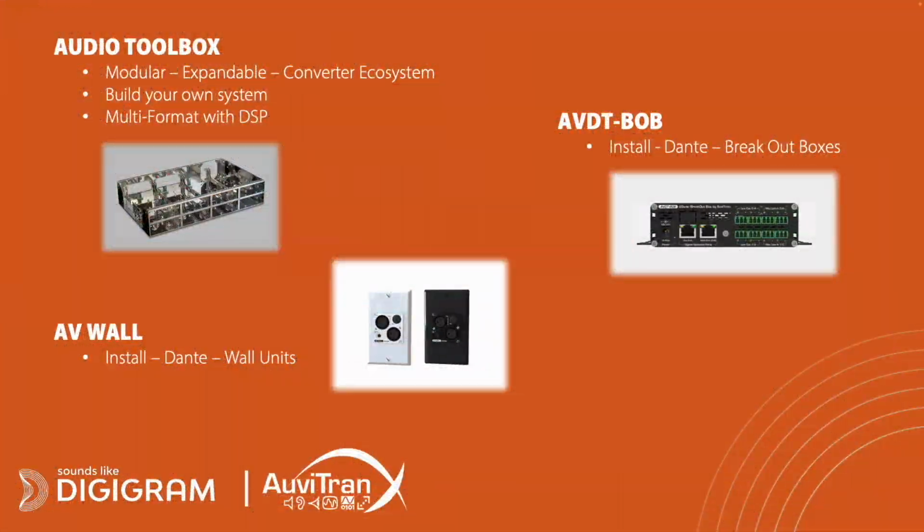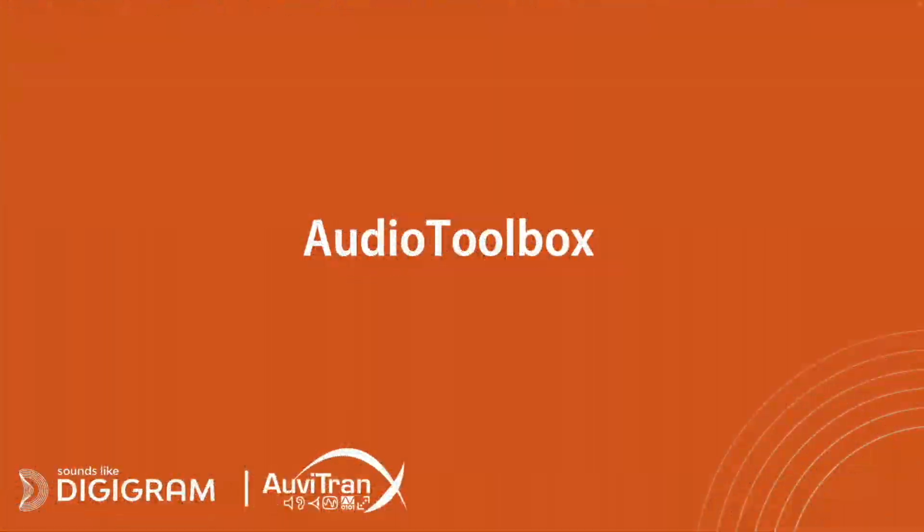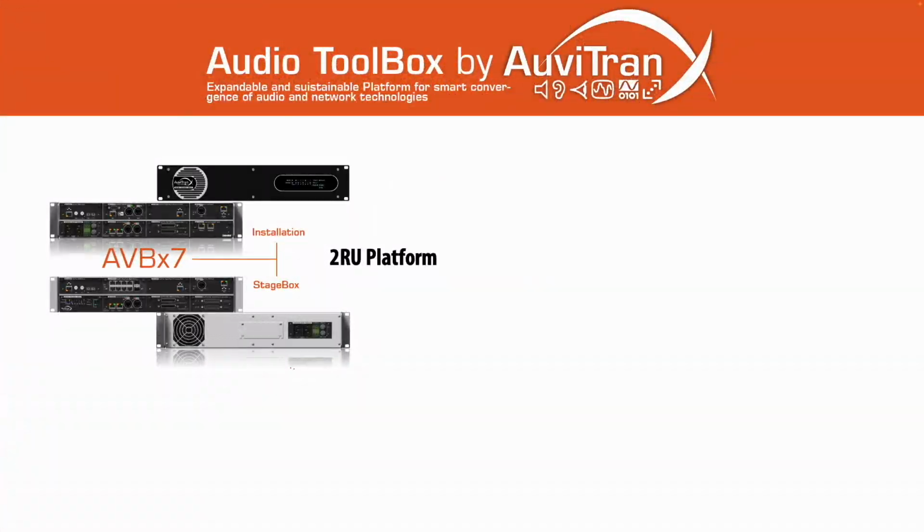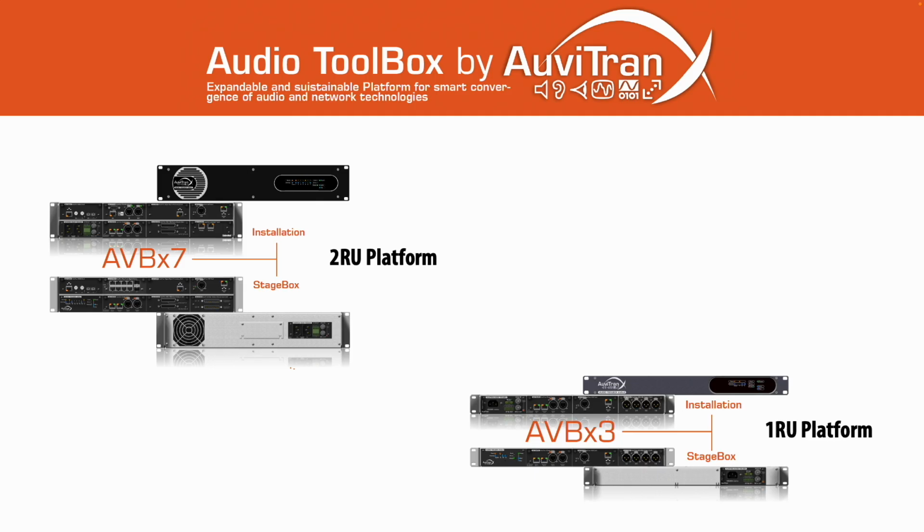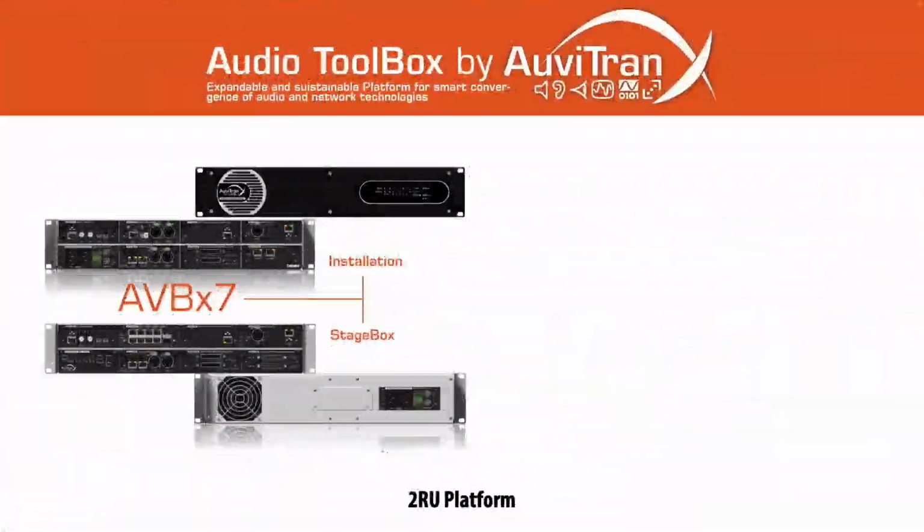There are three product families in the Auvitran line: the AudioTool Box, the AVDT-BOB, and the AV Wall. The AudioTool Box comes as two different models, the AVB-X7 and the AVB-X3. The AVB-X7 has an install version and a stage box version.